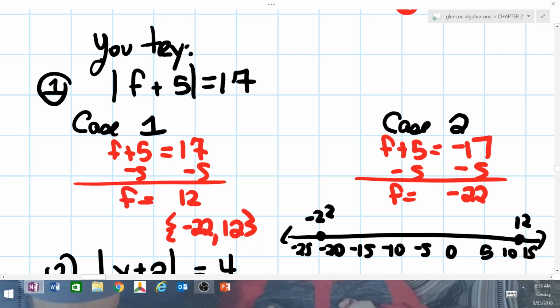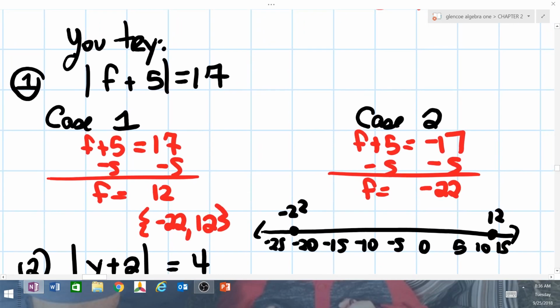Does everybody have the answer to number 1? Yes? Did you get 2 answers? Did you plug them back in to make sure they make sense and work? Did you graph it? Did you put your answer in set builder notation? Okay, what did you get for an answer? Who'd like to share? Thank you. What did you get? For case 1, I got 12, or f equals 12. For case 2, I got f equals -3.